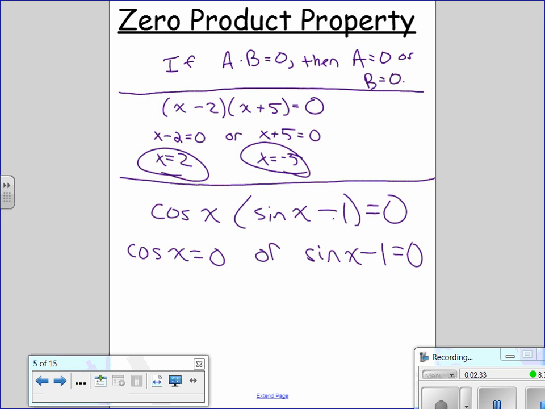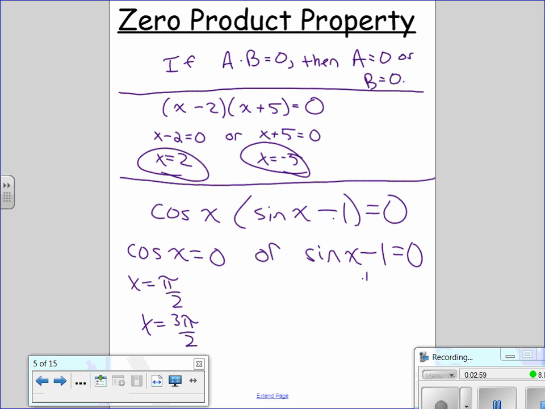And just for fun, we'll go ahead and solve this out. So grab your unit circle. We're looking for spots on the unit circle that have cosine values of 0. So there should be 2 places. 90 and 270. So pi over 2 and 3 pi over 2. And then what about over here?